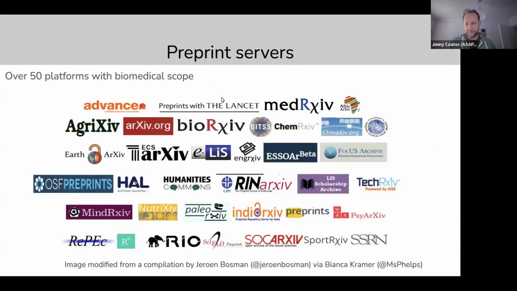So preprint servers. You've already seen the slide during the first sessions with preprints. And I just want to reiterate that there are over 50 different preprint servers just with a biomedical scope. This does not include all of those other ones that are across multiple different fields.